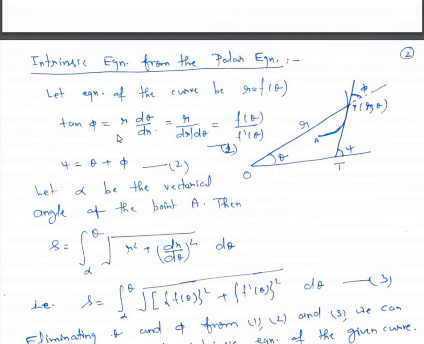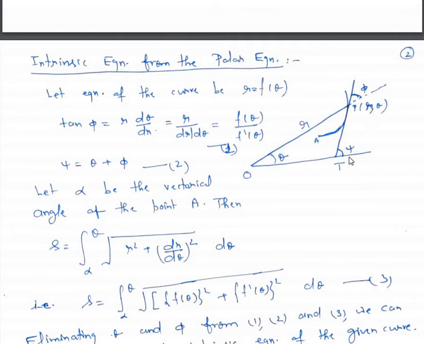Now let's discuss how to find an intrinsic equation when the curve is given in the polar form. So suppose that the equation of the curve is r is equal to f theta. Now look at this diagram. This is the curve r is equal to f theta. Now we take any point P having polar coordinates r comma theta. So therefore this length is r and this vectorial angle is theta.